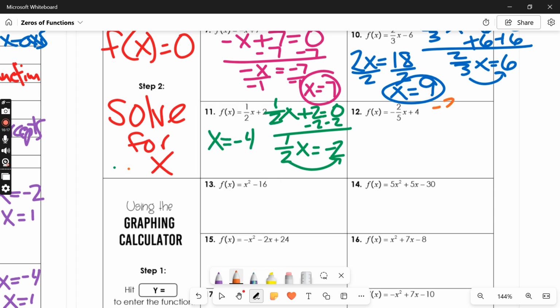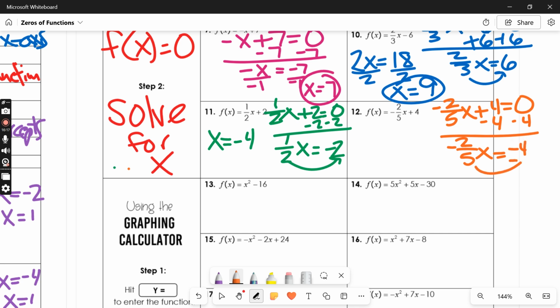Okay, I have negative 2/5 x plus 4 equals 0. I'm going to subtract 4 from both sides. So I get negative 2/5 x is equal to negative 4. Going to multiply by 5 first, so that gives me negative 2x is equal to negative 20. And then I'm going to divide both sides by negative 2, which tells me x equals 10.